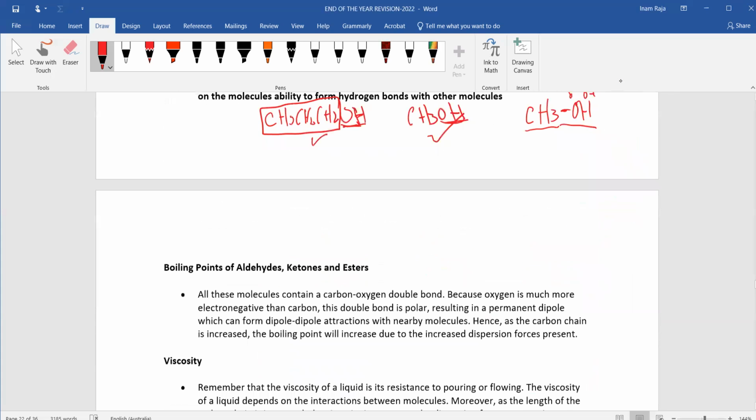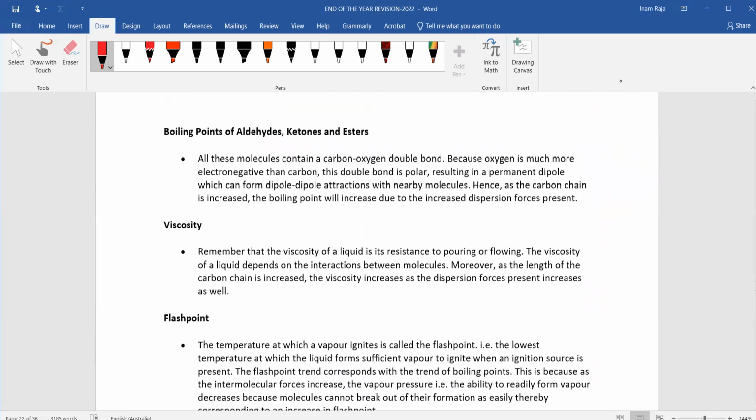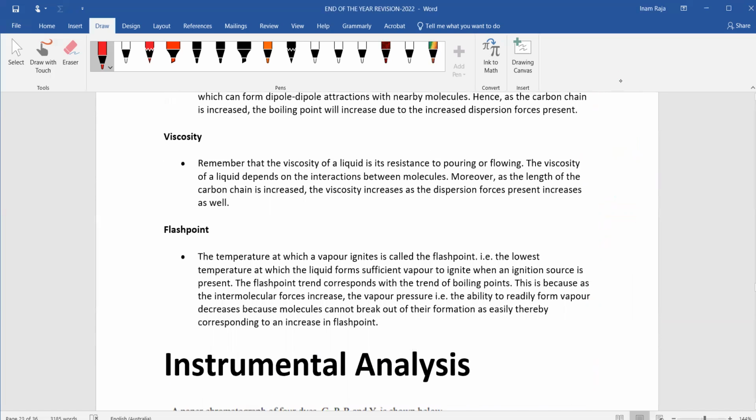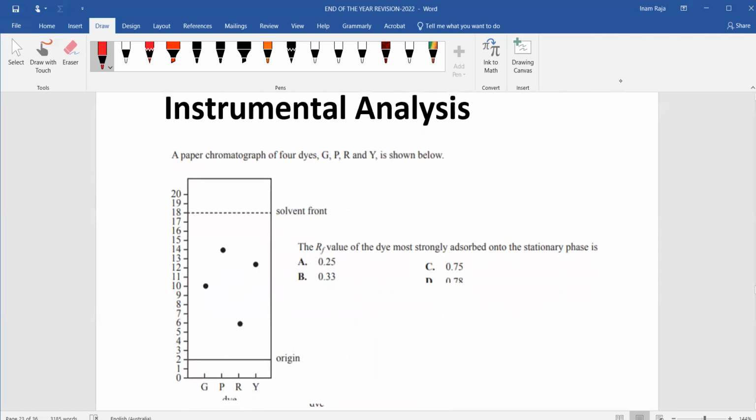Read all these dot points and make sure that when you give the reasons for physical properties, you include at least one of the intermolecular forces, like either dispersion forces or dipole bond, and also viscosity and flash point. All this is reading material. Please read this. Now, the second part of area of study 1 of unit 4 is instrumental analysis and chromatography.